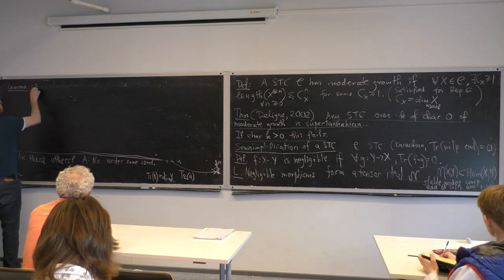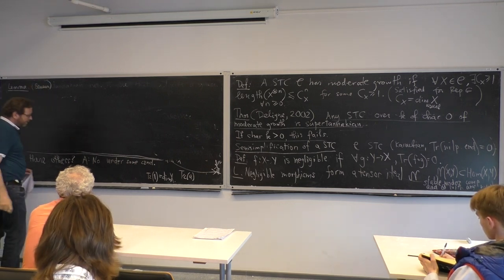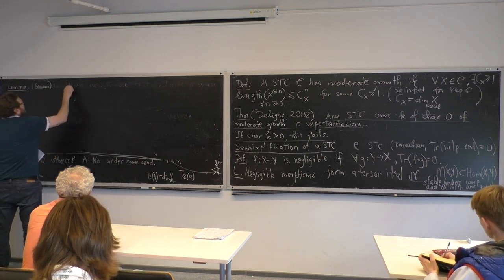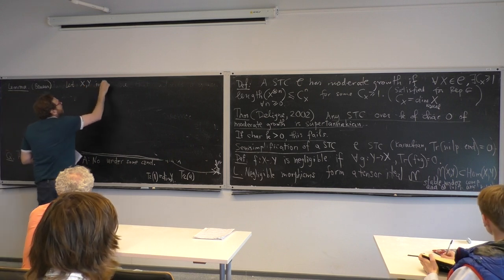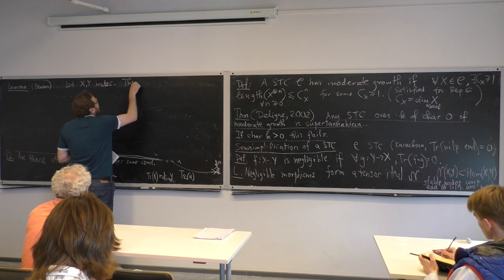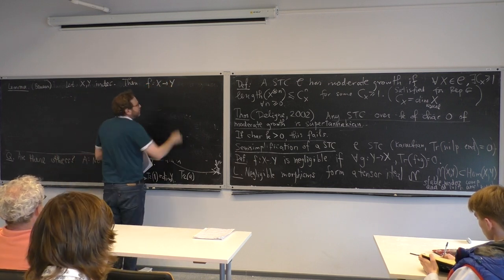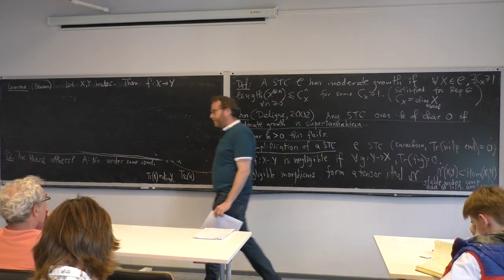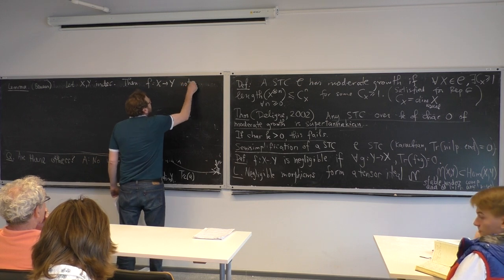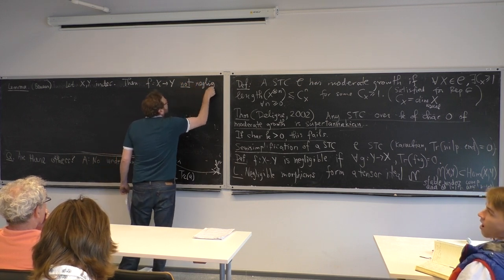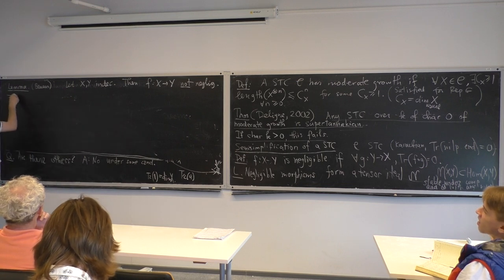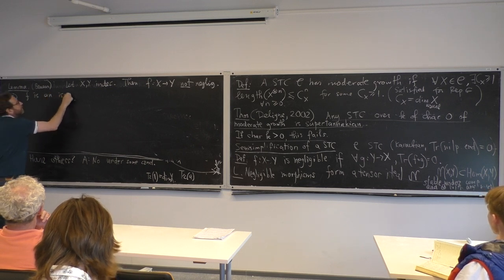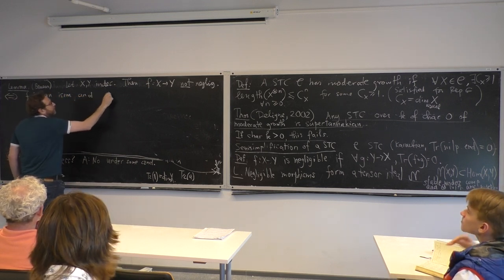I think it's due to Dave Benson in the early 80s. And it says that, let X and Y be indecomposable. Then f from X to Y. We will characterize negligible morphisms, but it's actually easier to characterize non-negligible morphisms. So this is not negligible if and only if f is an isomorphism and dimension of X is not zero.